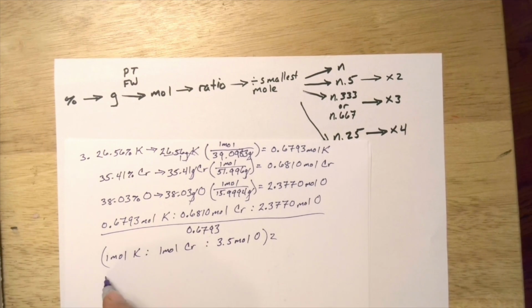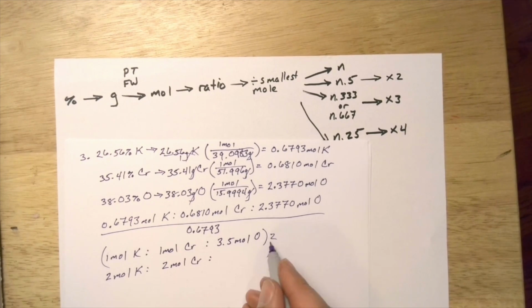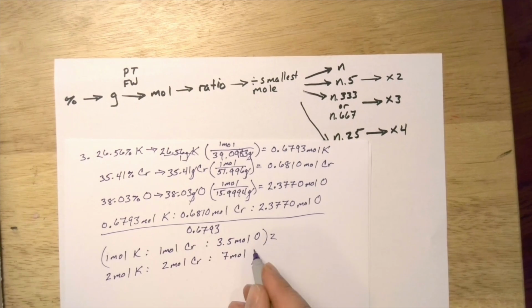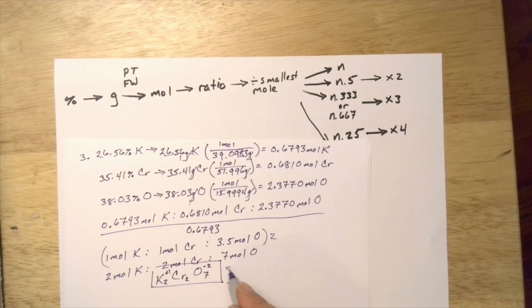So that's going to give us 2 moles of potassium, 2 moles of chromium. 3.5 times 2 is 7 moles of oxygen. So that means the formula is 2 potassiums, 2 chromiums, and 7 oxygens. Hopefully you recognize this. This is potassium, which is positive 1. This is dichromate, which has a negative 2 charge. That's the reason why there's 2 potassiums down here. So this is your answer here, which is potassium dichromate.